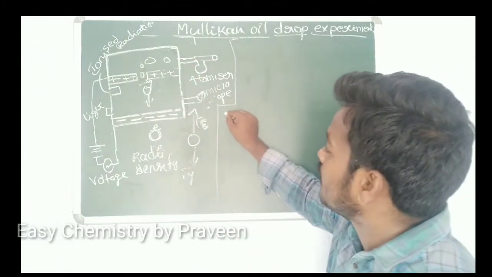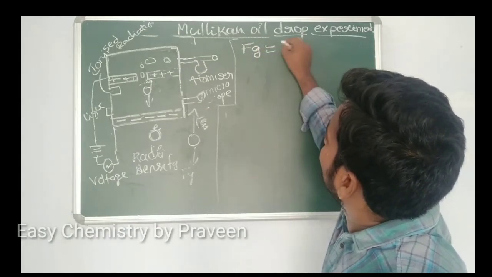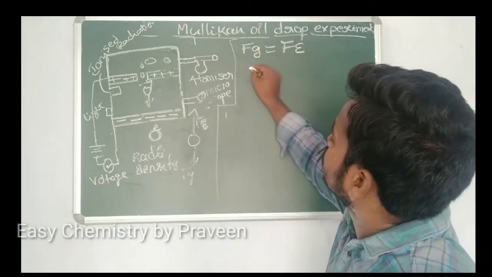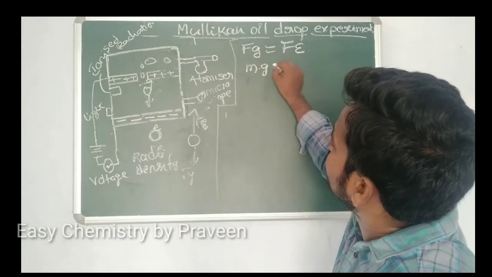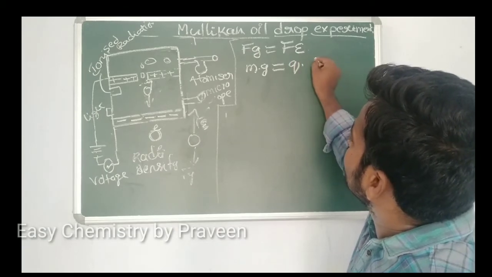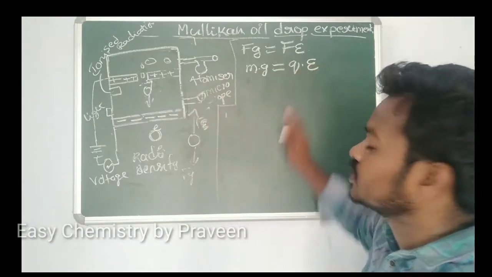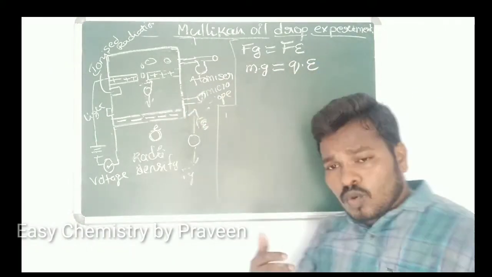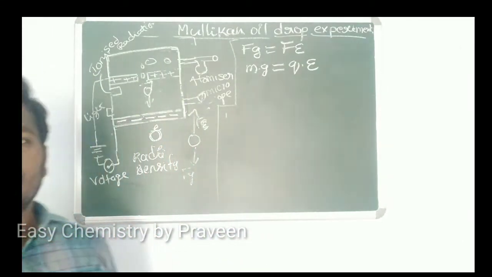So at that time what will happen? The force of gravity is equal to the force of electricity. The force of gravity is nothing but the mass times the acceleration due to gravity. The force of electricity you can write as Q into E, where Q is the charge on the electron and E is the electric field. So he performed this experiment multiple times.